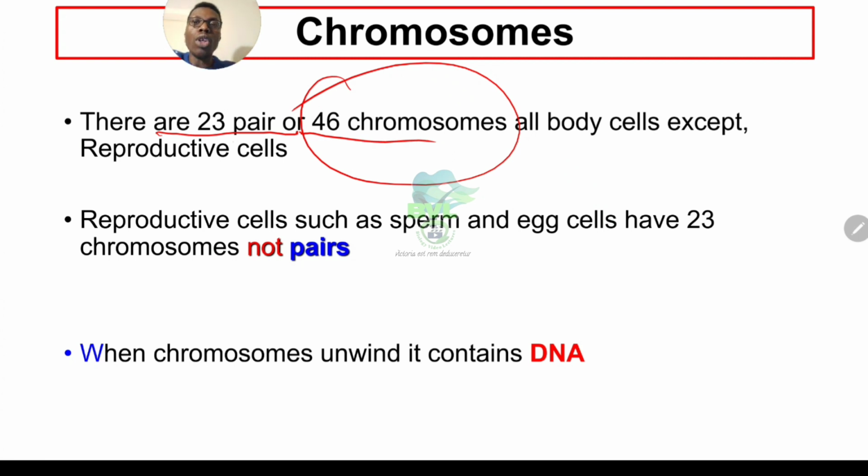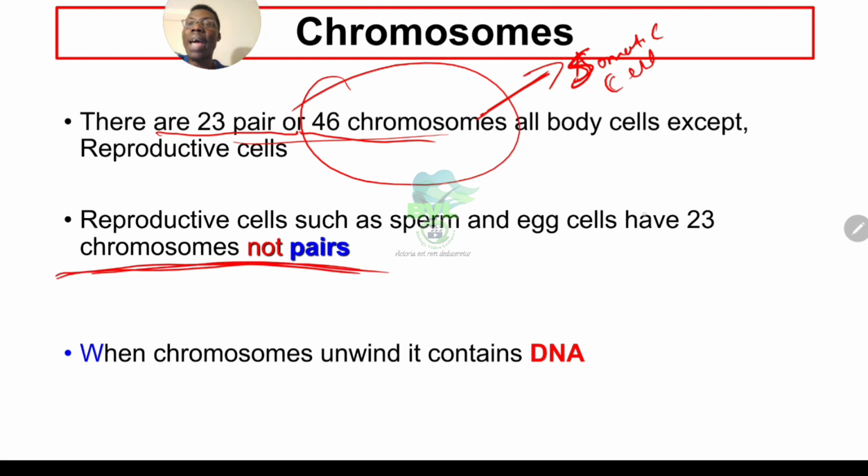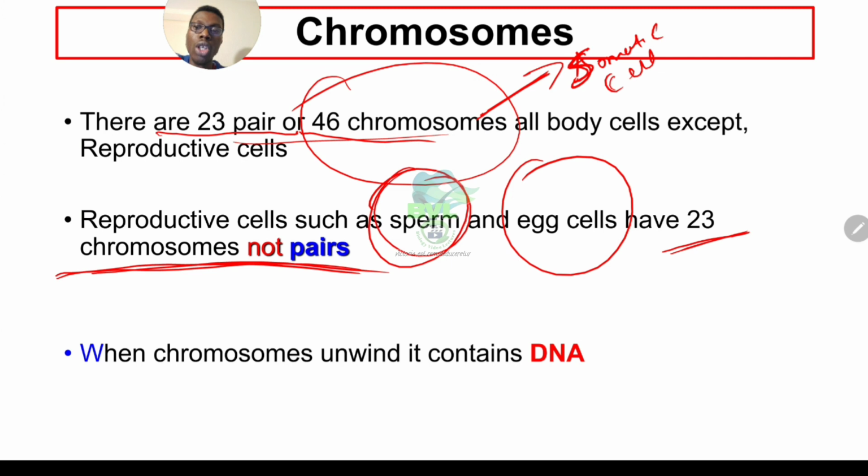Now, this is for normal cells. When I mean normal cells, I'm referring to somatic cells. We call those somatic cells. Somatic cells have 46 chromosomes, and that's what that is. Then we now have what we call reproductive cells that have 23 chromosomes, not pairs. So what do we have in reproductive cells? The likes of sperm cells and egg cells, these have just 23 chromosomes, not pairs.